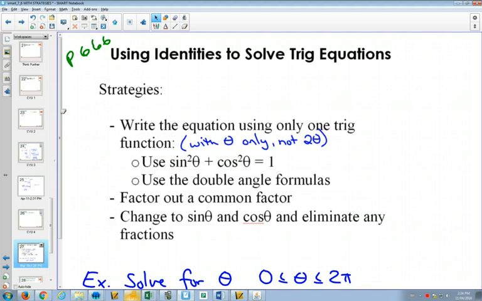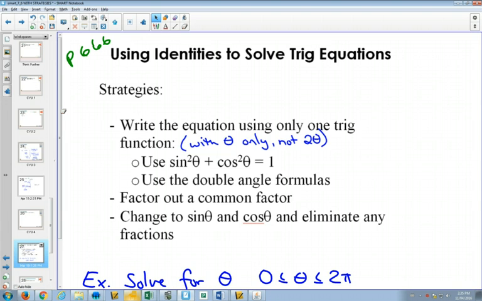So our strategies. Can we write our equations using only one trig function? Sometimes we've had questions that have had a sine squared and a cos. Well, then you can use sine squared plus cos squared equals 1 to write it only in sine or cos. Sometimes you can use your double angle formulas to change things to only be in one trig function. So that's going to be one of our strategies. Whenever possible, we're going to see, can we write this equation with only one trig function?